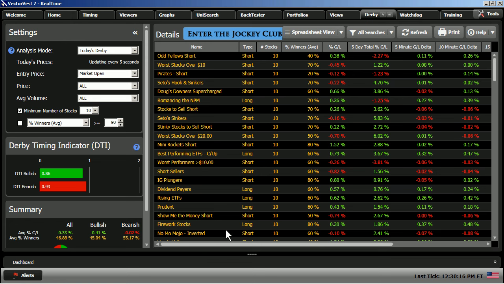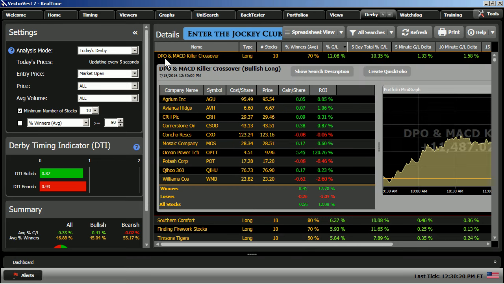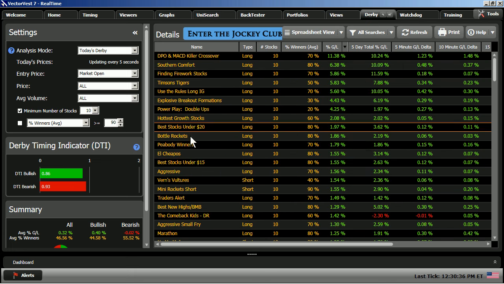and identify the best performing searches, the best performing stocks in those searches. And just to reiterate what I said earlier, the DPO and MACD killer crossover search, look at this, OPTT, it's up another 20% from just a few minutes ago when I started this presentation. So these are the types of things that the Derby helps you find, these hot stocks, these hot searches. And the new Derby timing indicator helps us with our entries. It gives us a clear indication that either the up move or the down move is sustainable.